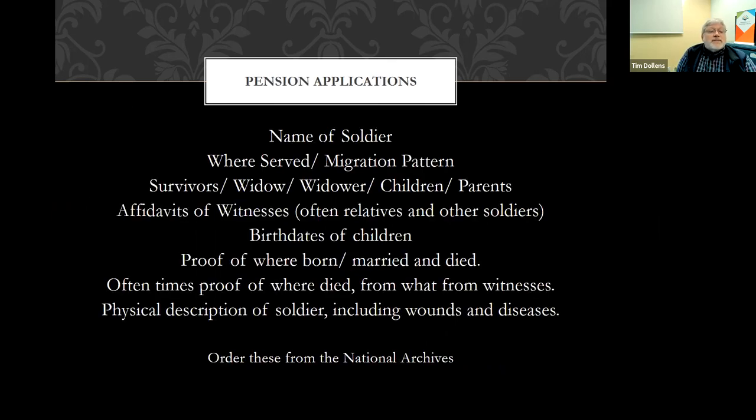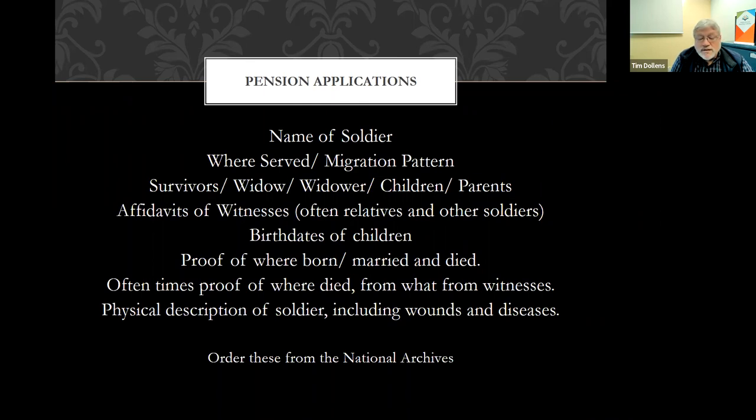So on a pension application, and we'll show an example in a few minutes, the name of the soldier, where they served and where they migrated to. Again, survivors, widows, widowers. If the soldier dies and is not married, a lot of times the parents get a pension. Again, affidavits of witnesses include relatives and other soldiers. And prior to World War II, many soldiers served in the community from which they lived. So more often than not, the people who served with them in the same company are their neighbors, relatives, friends, brothers-in-law, cousins, uncles, etc. So always look for those.